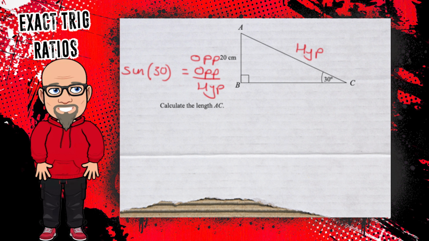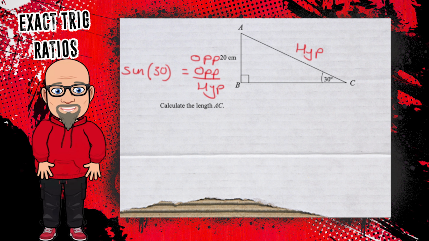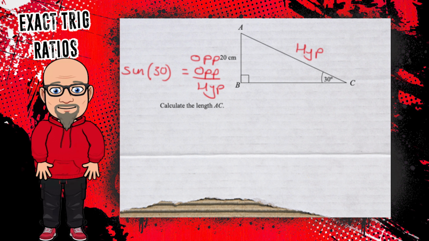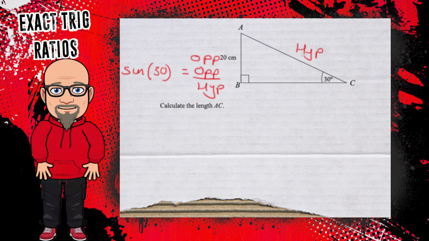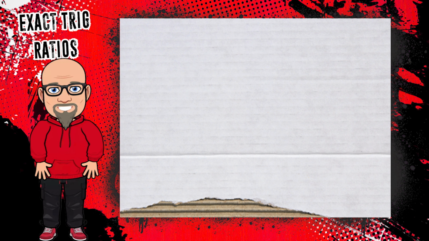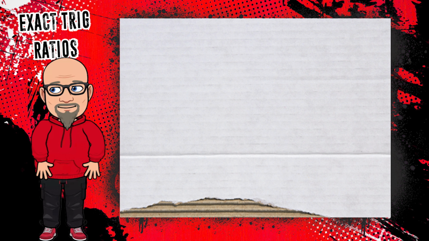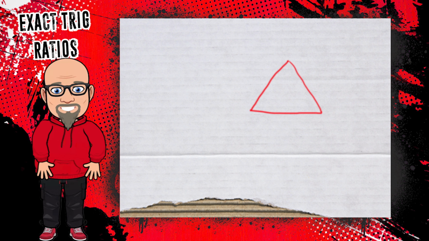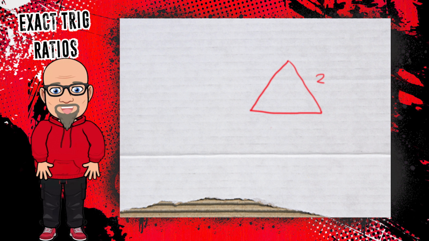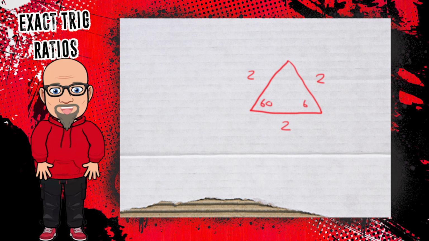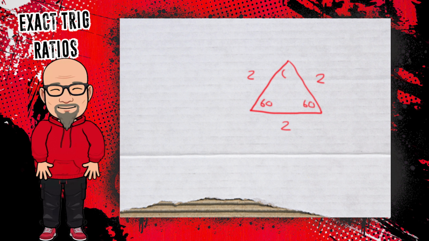But the issue is we don't necessarily know what these values are going to be. So I'm going to show you a handy little tip that should hopefully help you to get this right every time. I'm just going to hide this, and we're going to start by sketching out an equilateral triangle. It's only a sketch, it doesn't have to be accurate. So it's 2, 2 and 2 on each of the sides, and as we know, each of the angles in there is going to be 60.